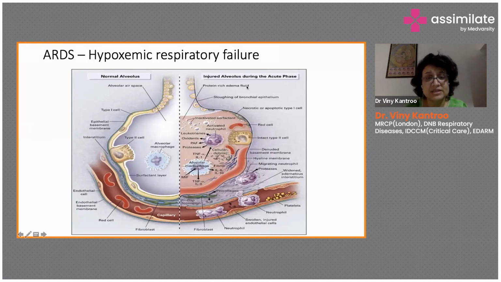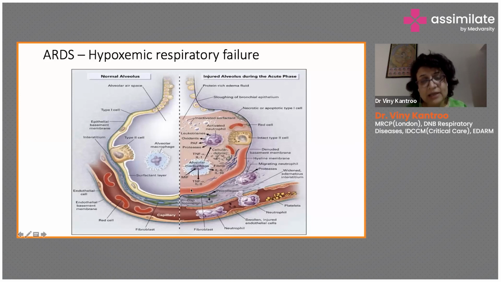So what happens? There is this protein-rich edema fluid which is accumulating inside your alveoli. There is sloughing of bronchial epithelium. The cells disintegrate, they lose the connection and the crosstalk between them. There is necrotic or apoptotic type 1 cell, which is eating away all the other cells. The red cells, because of leakage due to the inflammation, are leaked inside this fluid. This you can see is an intact type 2 cell. On the other hand, you can see the denuded basement membrane, which was very well intact over here.